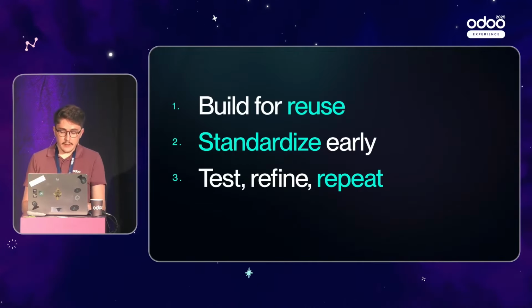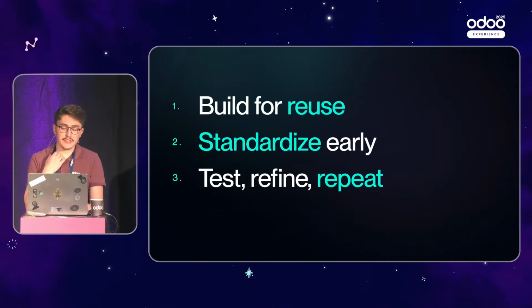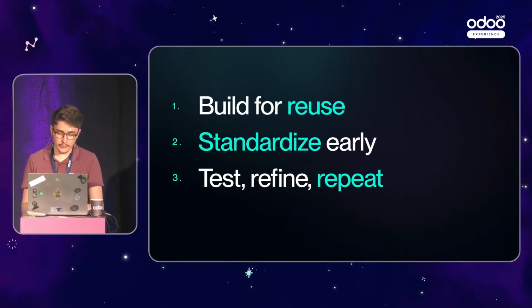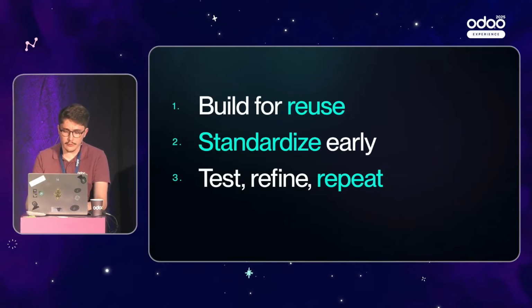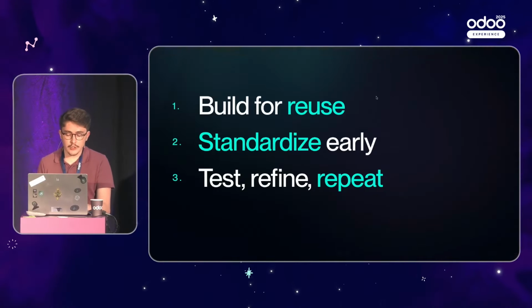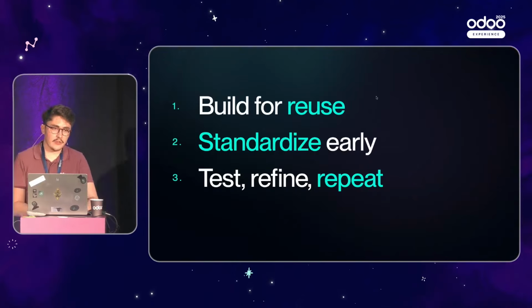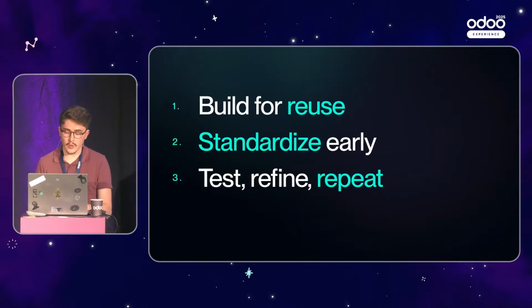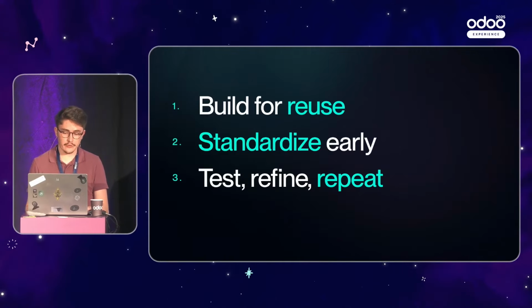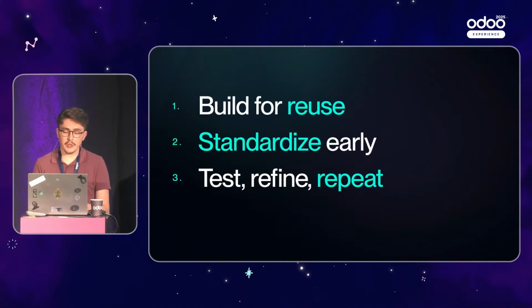So again, the three principles we saw before: build for reuse, standardize early enough, test, refine, repeat. I will go quickly over them again. Build for reuse: now that I have shown you how it works exactly, you can see that we create components once, then we reuse them everywhere, so we avoid having bugs. We avoid maintaining multiple times the same layout or the same components.